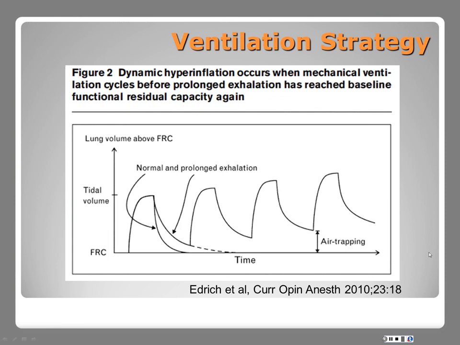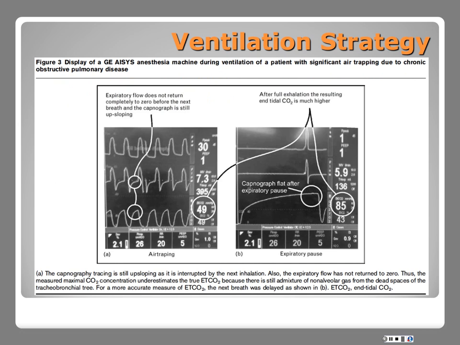The dynamic hyperinflation, here shown in this graph, occurs when mechanical ventilation cycles before the patient has really exhaled. This would be a normal expiration, but this is the prolonged expiration of a COPD patient, so over time, with each breath that is not quite completed to exhalation, you get air trapping. And that can be significant to the point that you have a hard time, A, ventilating, and B, with hemodynamics. Once your intrathoracic pressures get so high that they impede venous return to the right heart, you may have hemodynamic collapse just because of ventilation strategy. That's not easily recognized.